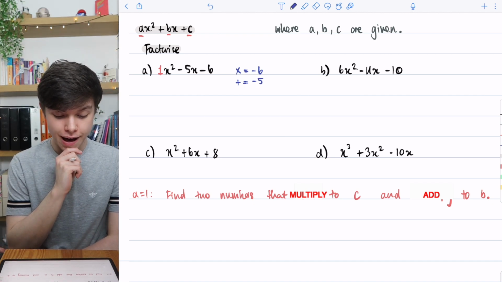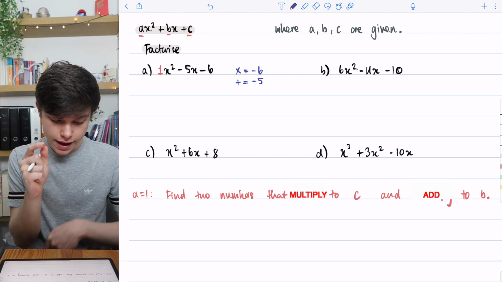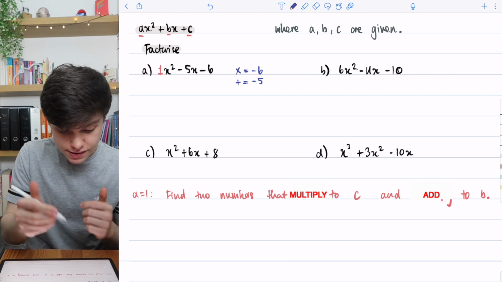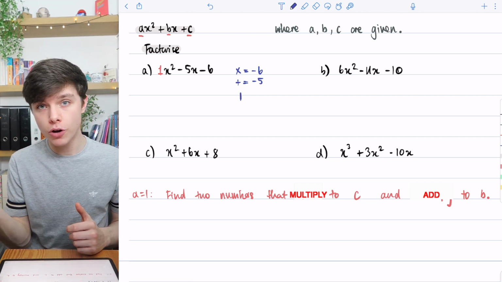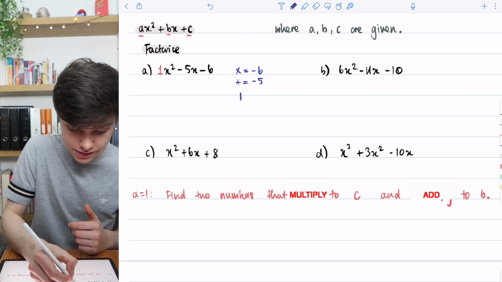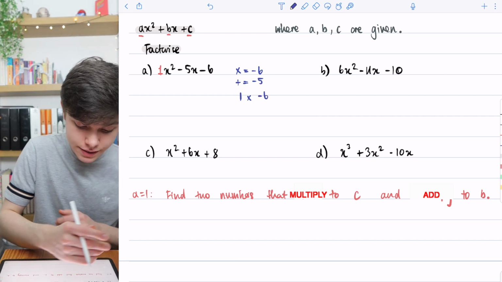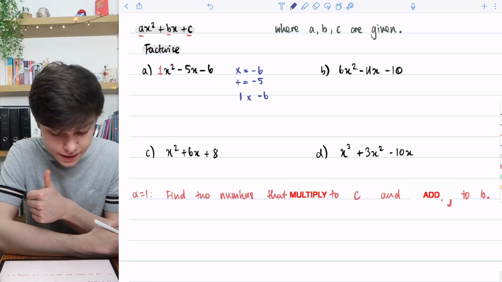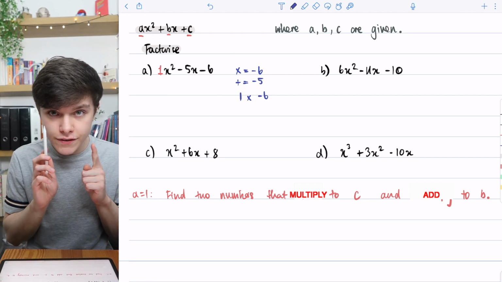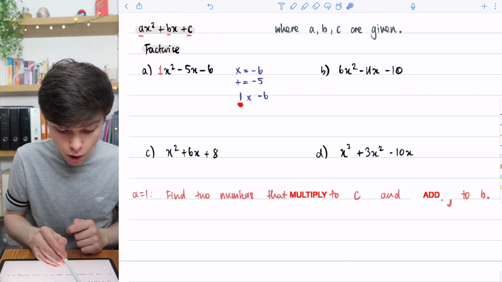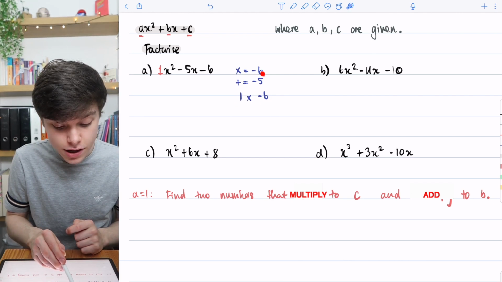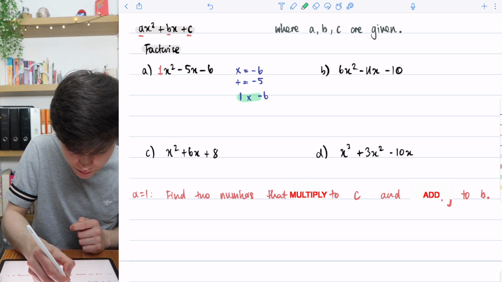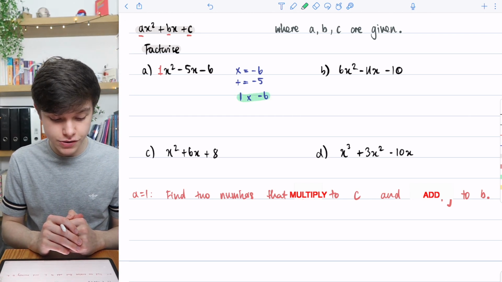So we can think about the factors or the pairs of numbers that multiply to give me minus 6. So always start with 1. 1 and what number multiplies to give me minus 6? Well, that's 1 times minus 6. Now 1 times minus 6 gives me minus 6, and if you add those two numbers together, 1 plus minus 6 does give me minus 5. So those are the numbers I'm going to use.